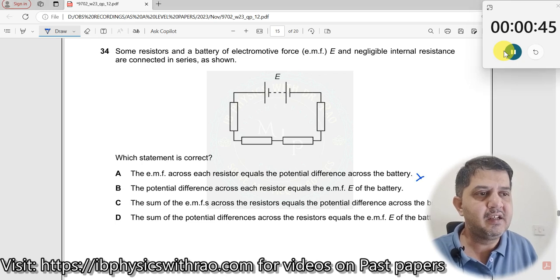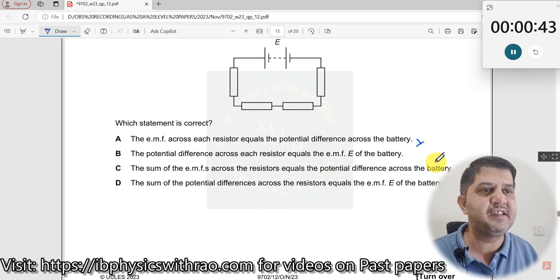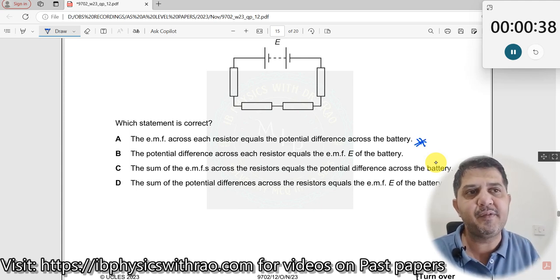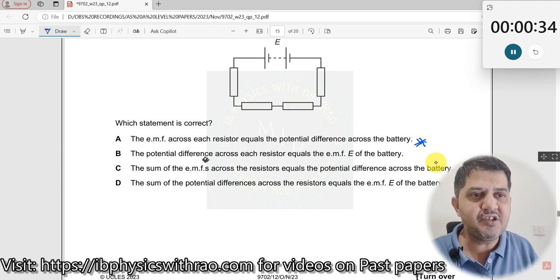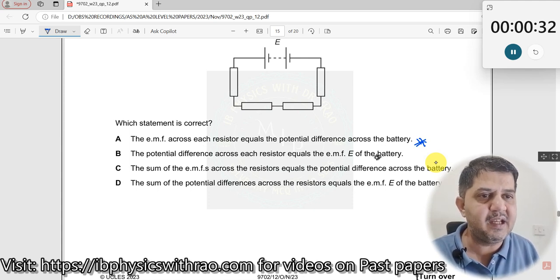Definitely incorrect. First of all, the terminology itself is incorrect. You cannot use EMF for a resistance. You have to use EMF only for a battery, for a source. So therefore, this is incorrect. The potential difference across each resistor equals the EMF E of the battery.